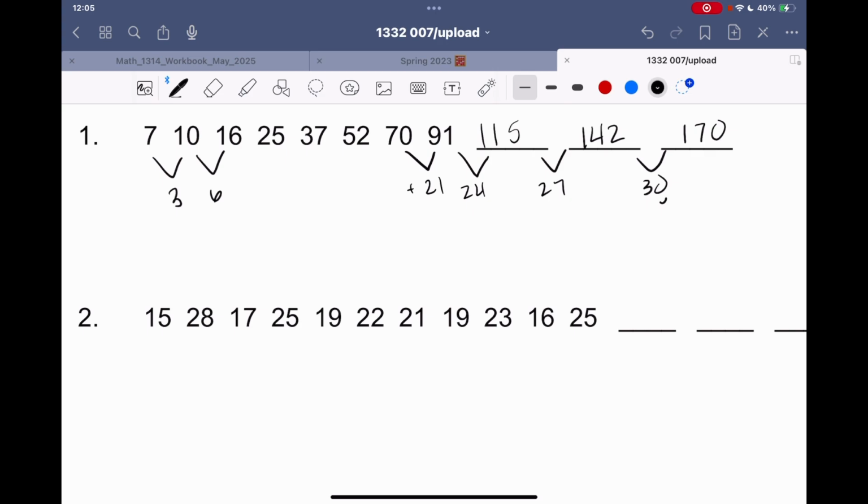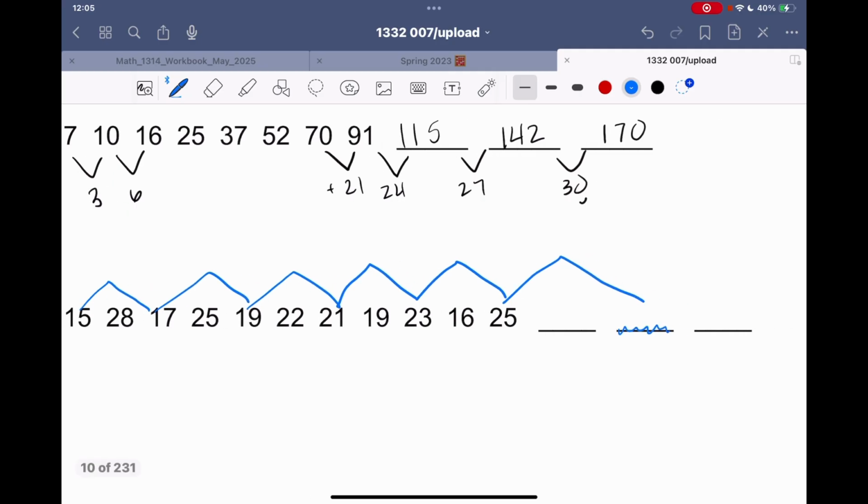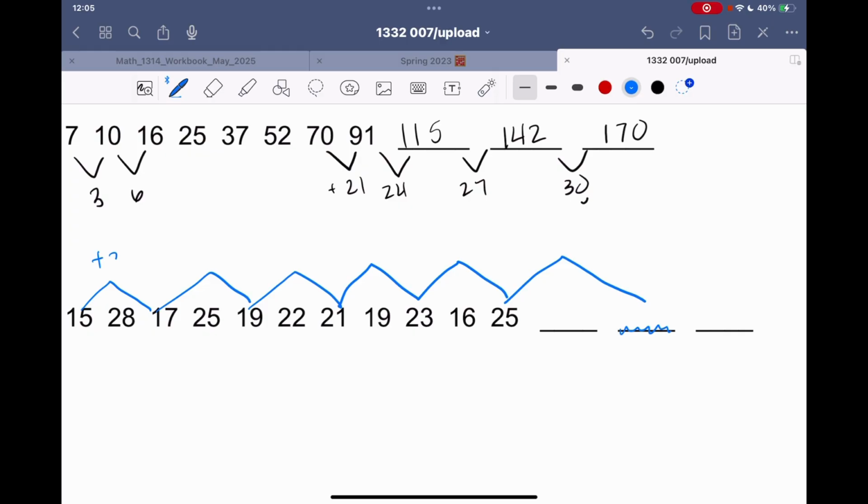If you look at our numbers, they start low, then they go high, then they go low. But if we skip, here's what you're going to notice. We have 15 to 17, 17 to 19, 19 to 21, 21 to 23, 23 to 25, which means that 25 will go to this space right here. And those numbers are increasing by a pattern of 2. So 25 plus 2 is going to give us 27.